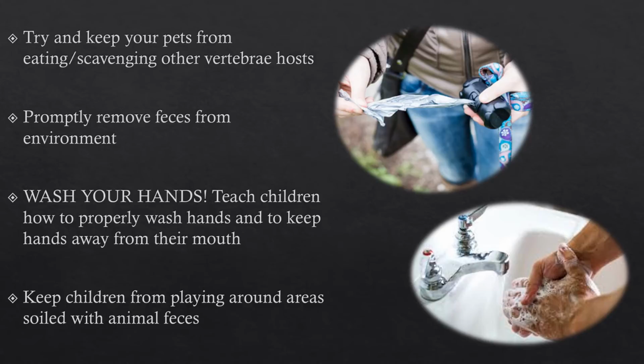So now we're going to talk about prevention. Like I said earlier, try and keep your pets from eating or scavenging other vertebrate hosts. Promptly remove feces from the environment, so pick up your poop when your animal goes. Wash your hands after you pick up the poop or play in the soil, and teach children how to properly wash their hands. Soap and water 20-30 seconds, and to keep hands away from their mouth if they have touched already the ground or feces or the dogs.